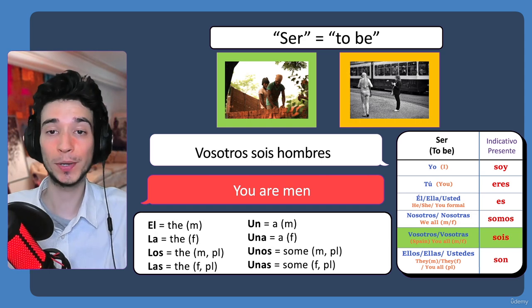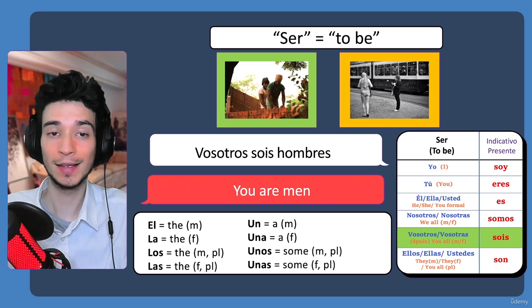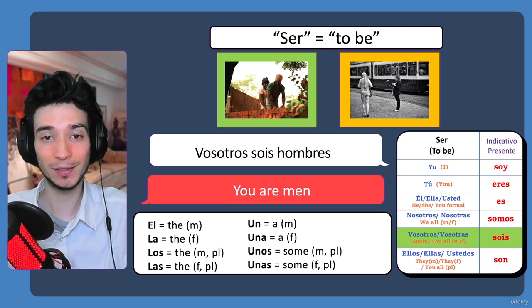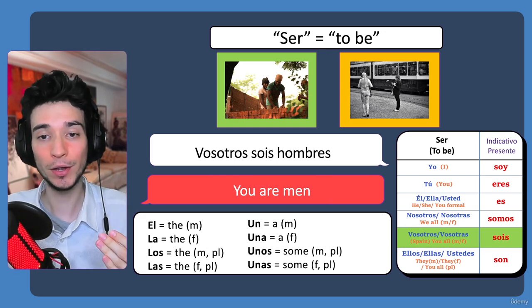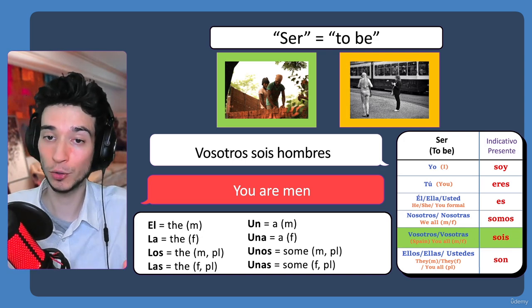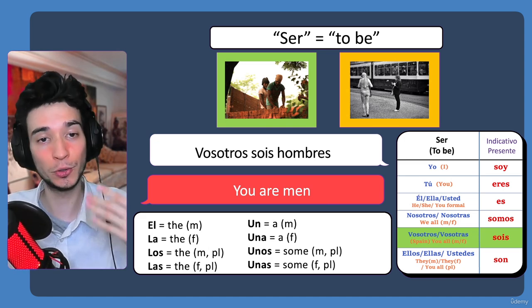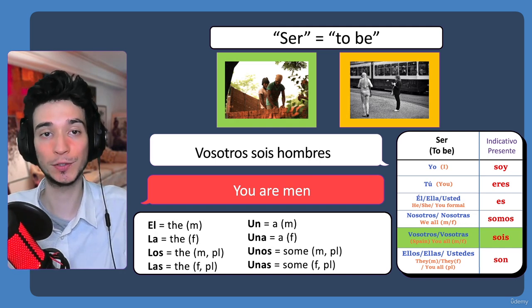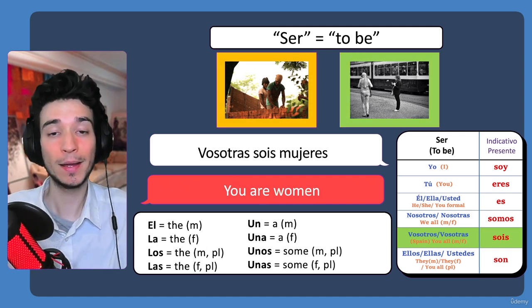Vosotros sois hombres. You are men. Vosotros sois hombres. And vosotros is only used in Spain, so remember that one. If you don't want to use it, it's good to know that they use it, but you can also just go for ustedes, and it's equally understandable. Ustedes son hombres basically means the same. So I always say ustedes, but that's because I'm not from Spain. And if you go to Spain or you talk to somebody from Spain, everybody will understand anyways. But just so you know, people in Spain might say vosotros, so if you hear it, now you know what it means. The next one.